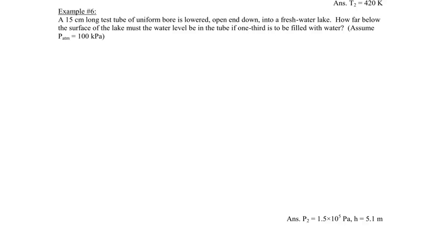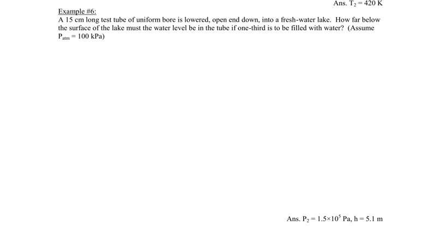Welcome to example number 6. We have a 15 centimeter long test tube of uniform bore that is lowered open end down into a freshwater lake. How far below the surface of the lake must the water level be down in the water so that only 1/3 of it is filled with water? We're assuming that the atmospheric pressure at the surface is 100 kilopascals.